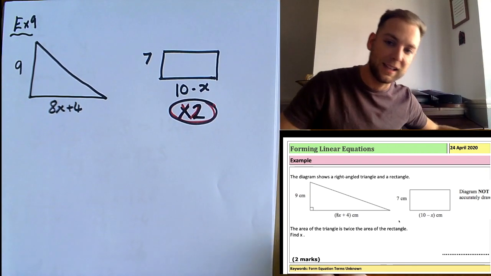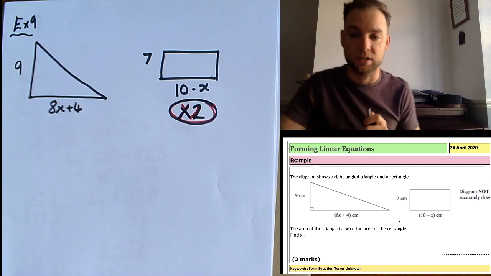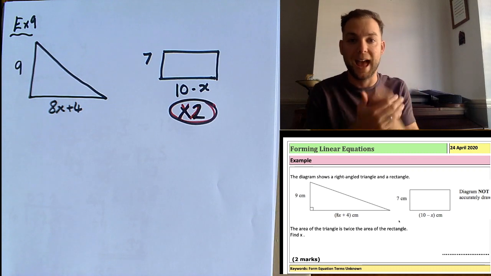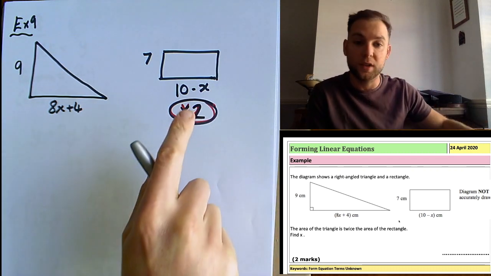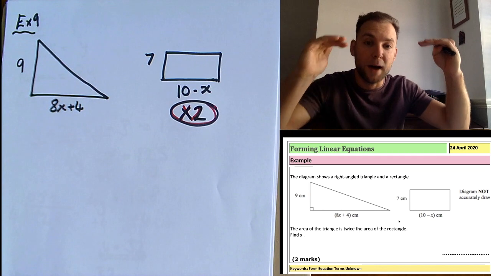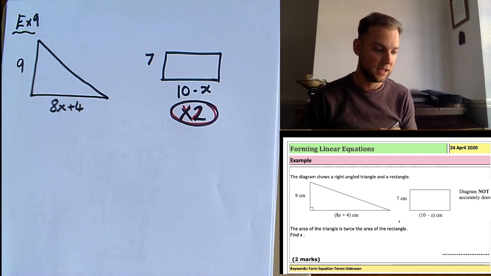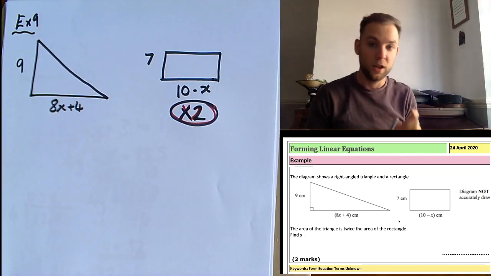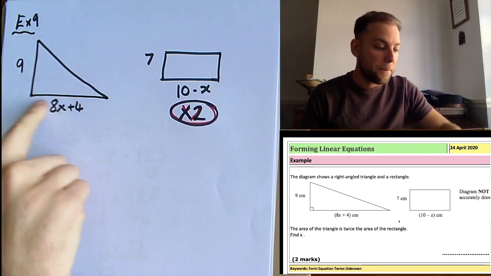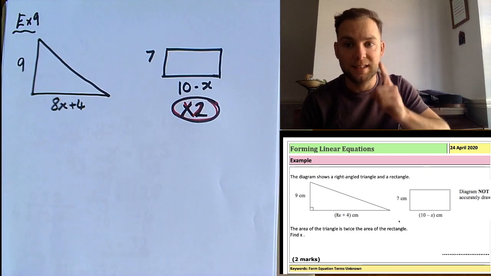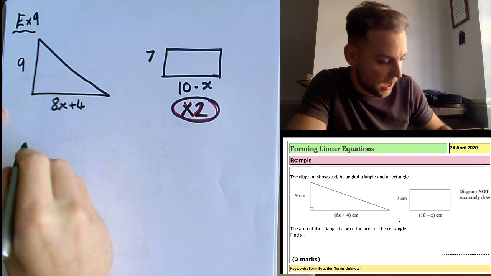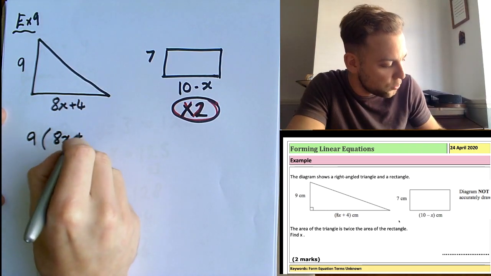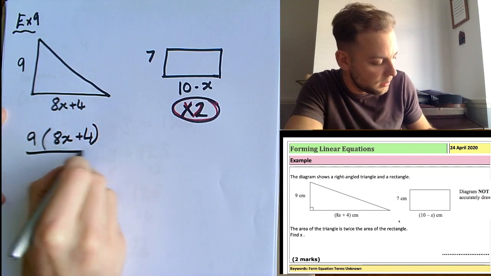So, the next stage is I need to form the equations. Now, this is why this is tricky, because you've got to know the area of a triangle, the area of a rectangle, you've got to know that you're timesing this one by 2, you've then got to form and then go on to solve, okay? So if I'm forming this one here, so area of the triangle, base times height, don't forget to divide by 2. So here I've got 9 times by 8x plus 4, because it's a triangle, divided by 2.